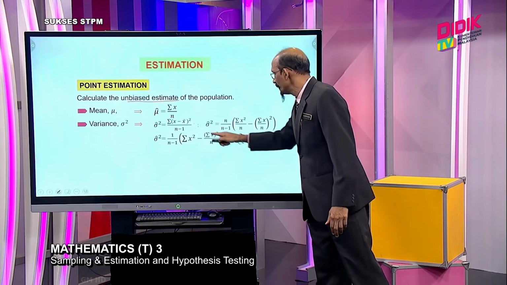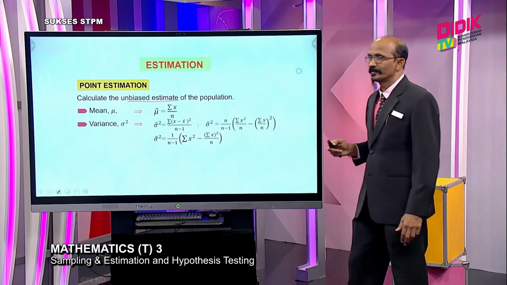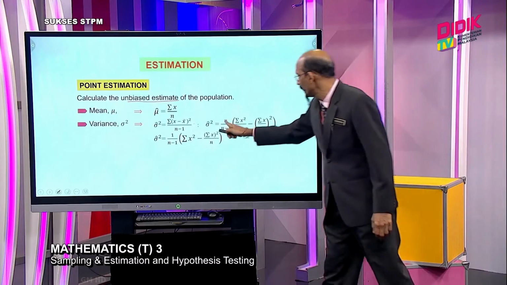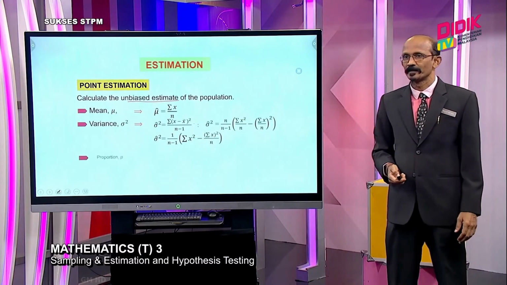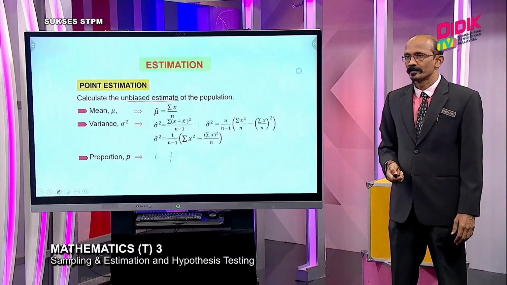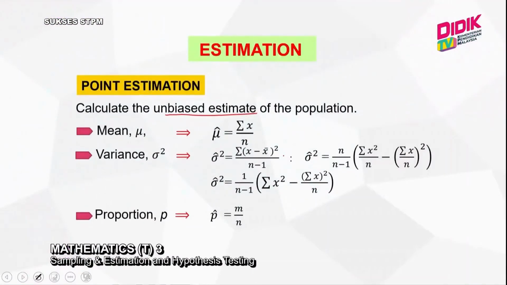All these formulas are derived from here. The student should be able to know this one derived from here. Okay, the next one is proportion. So for proportion, we got only one formula, simple formula. I noticed that each of these formulas have a cap of some sort on top of the symbol.